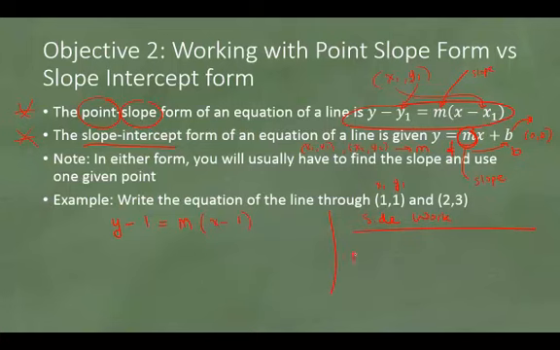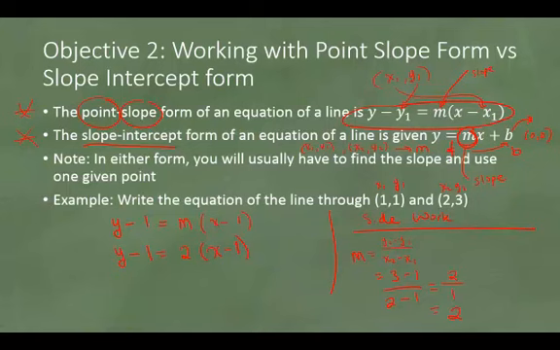Remember, the slope m, because we need it here, is equal to y2 minus y1 over x2 minus x1. Again, that's x1, y1, x2, y2. So it's 3 minus 1 over 2 minus 1. 3 minus 1 is 2, 2 minus 1 is 1, so the slope is 2. So I can go back here and say y minus 1 is equal to 2 times x minus 1.